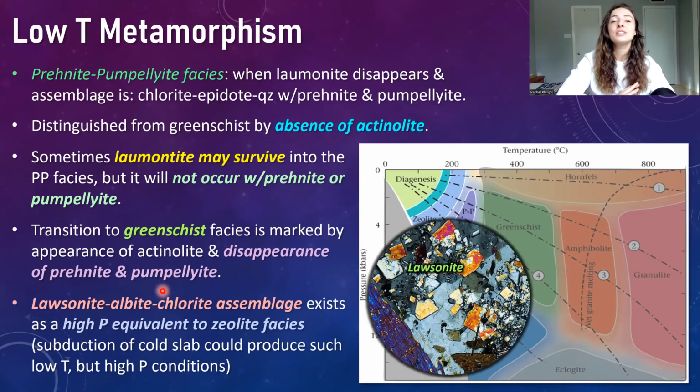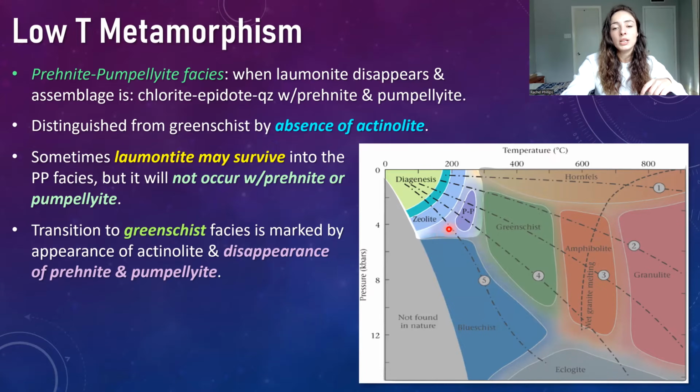Then we have a whole separate technical facies that's not even listed on the graph here that some people stuff into the zeolite or PNP facies, or just that region of low temp metamorphism, but it's the assemblage where you have lawsonite, albite, and chlorite. Lawsonite can be seen in these blocky, colorful crystals over here, and this assemblage is basically, in terms of facies, a high pressure equivalent to the zeolite facies. So if we go back, we can see just between the blueschist and the zeolite facies, there's kind of blank space. That's where that might happen.